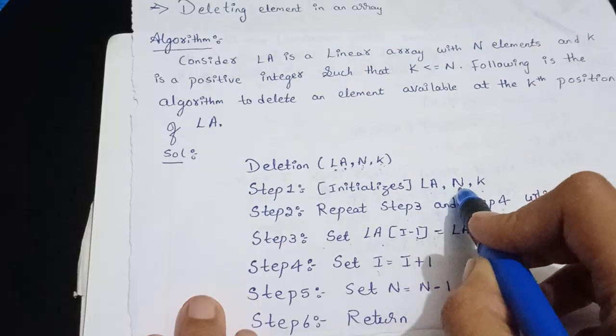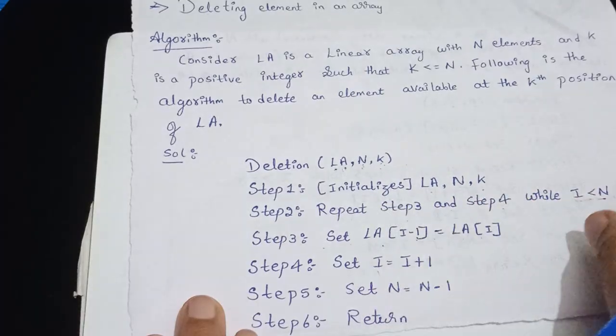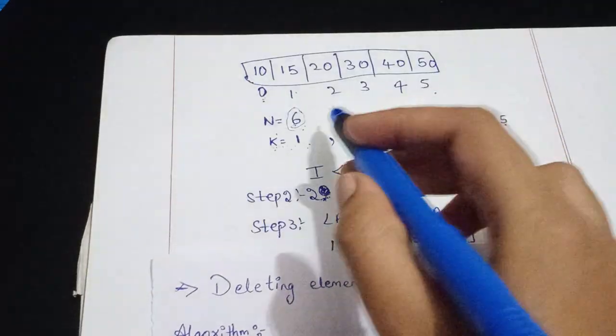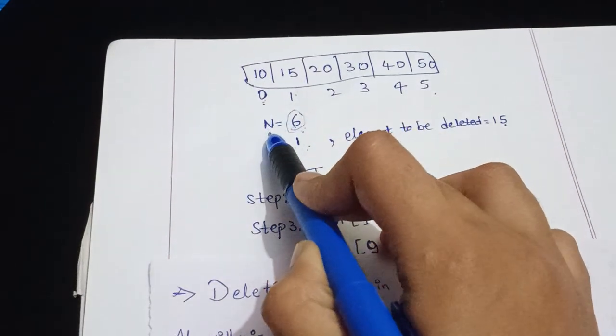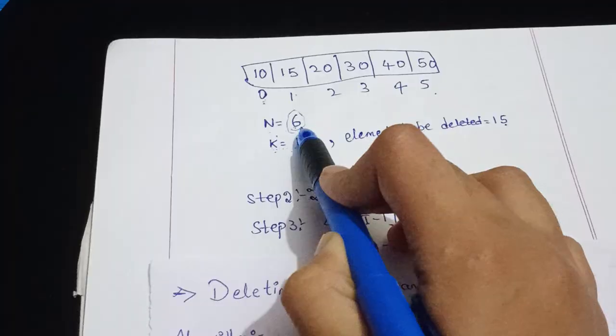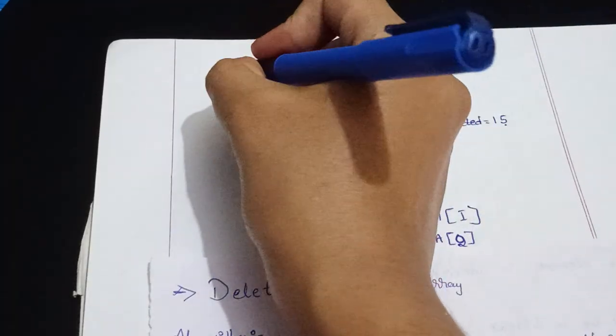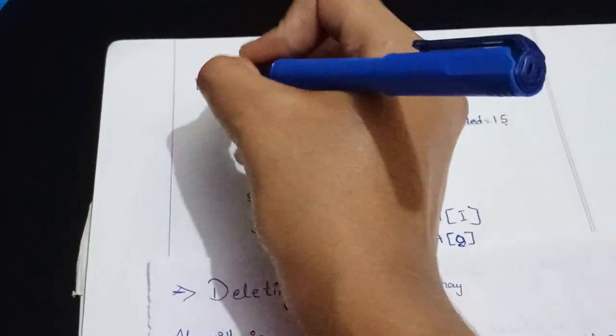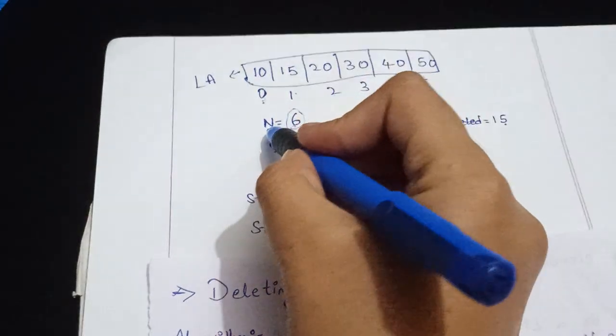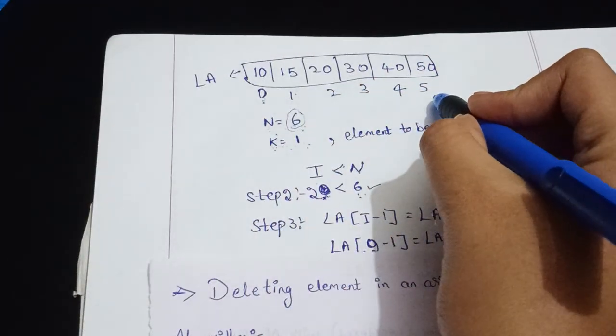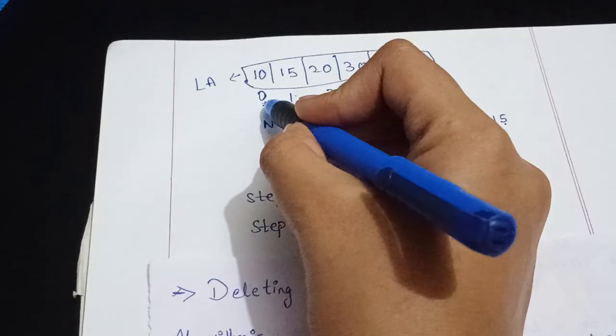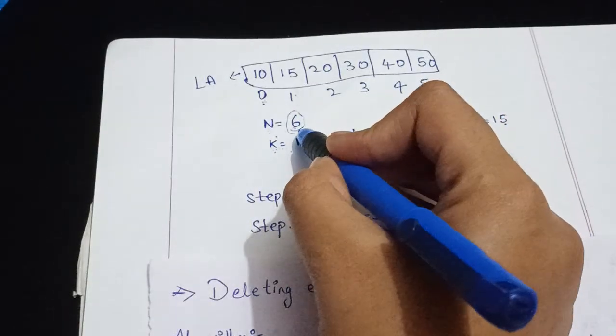So first you need to initialize these elements. First we'll see with the help of an example. See here what I have given. As I said before, N is nothing but the number of elements. Our array name is LA. N is the number of elements. How many elements are there? 6. So the number of elements is 6.